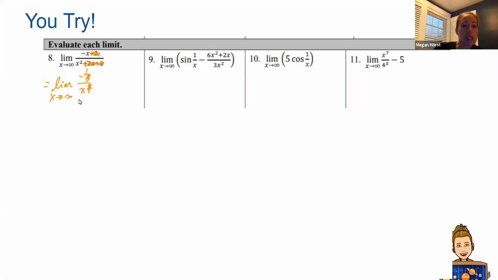So notice my degree in the denominator is significantly larger. I have the limit as x goes to infinity of negative 1 over x, so that's just going to be 0. For this next one, I'm going to break it up into 2.